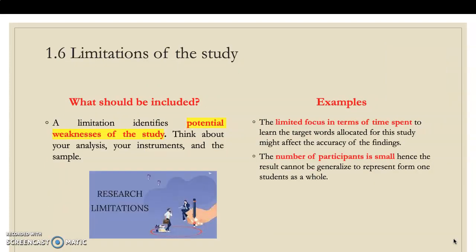Next, limitations of the study. Here you highlight potential weaknesses of the study. For example, because this study is conducted within limited time, for example, only within 3 months, the limited focus in terms of time span is one of the limitations, because you will not get very accurate findings because of the limited time span. Or the number of participants is small, so it's another limitation. So it doesn't represent the whole group of Form 1 students, right?